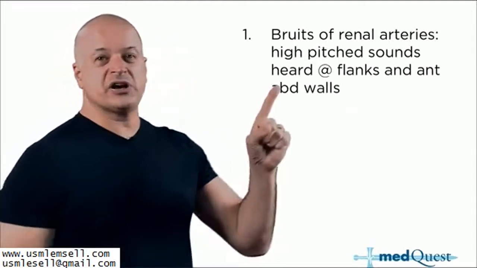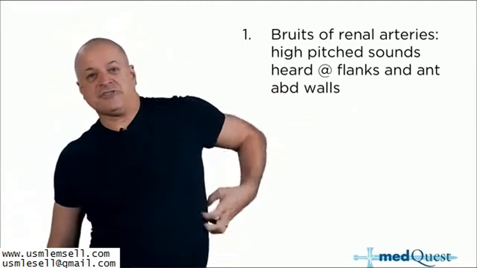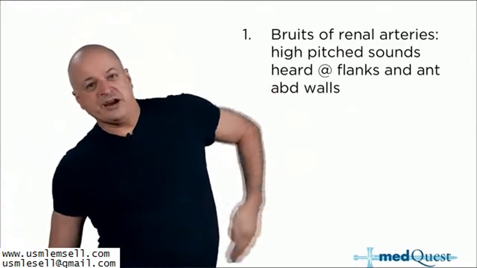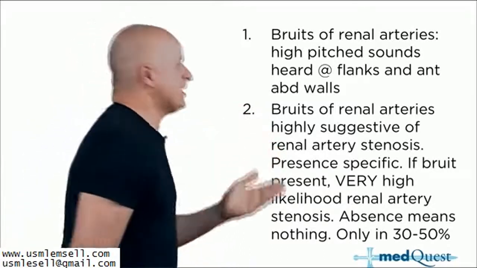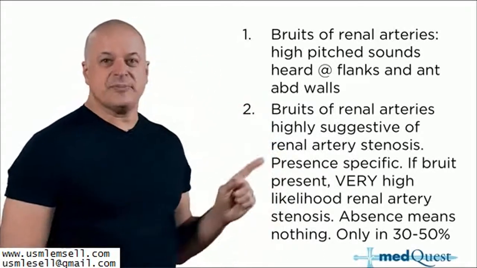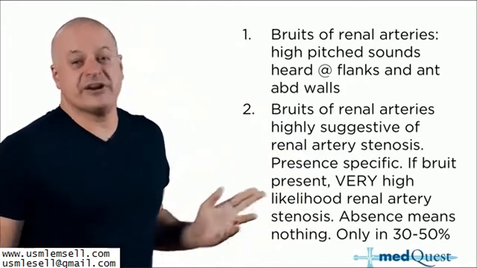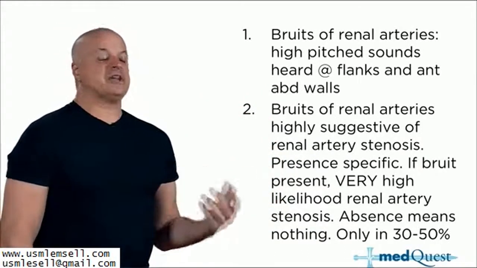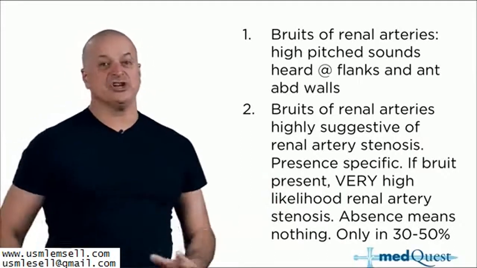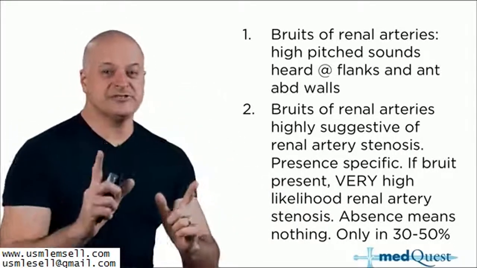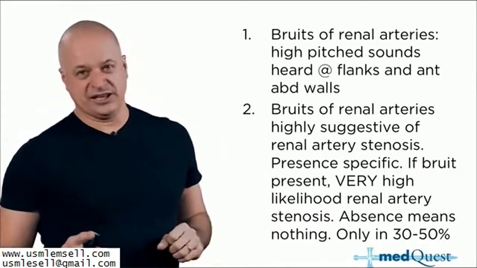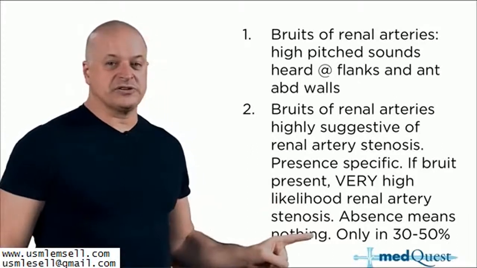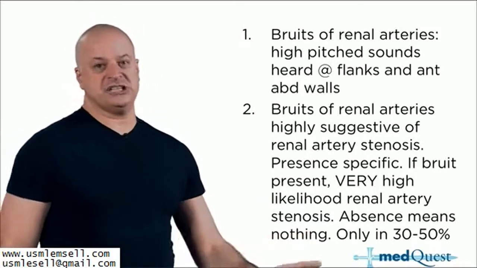Bruits of the renal artery have a high-pitched sound at the flanks and go into the abdominal walls, because back in here is where your renal arteries are. The bruits of renal artery mean renal artery stenosis, and they're very specific. The problem is that renal artery stenosis can easily be present without a bruit, so the presence of a bruit is highly specific. And that's why it means renal artery stenosis. But the problem is that the bruit is not there half the time.